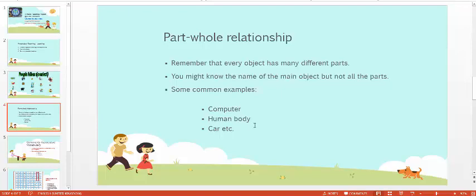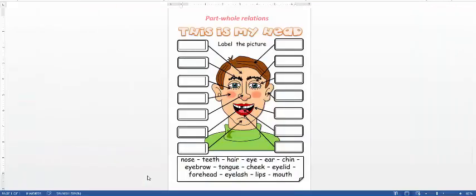Similarly, the human body. Now, a human body has many different parts. What are the different parts of a human body? Let's find out. Like for example, this is just an example activity. In this picture, we can see only the head of a person. This is the head of a person, and here we will now learn part-whole relations. That how.